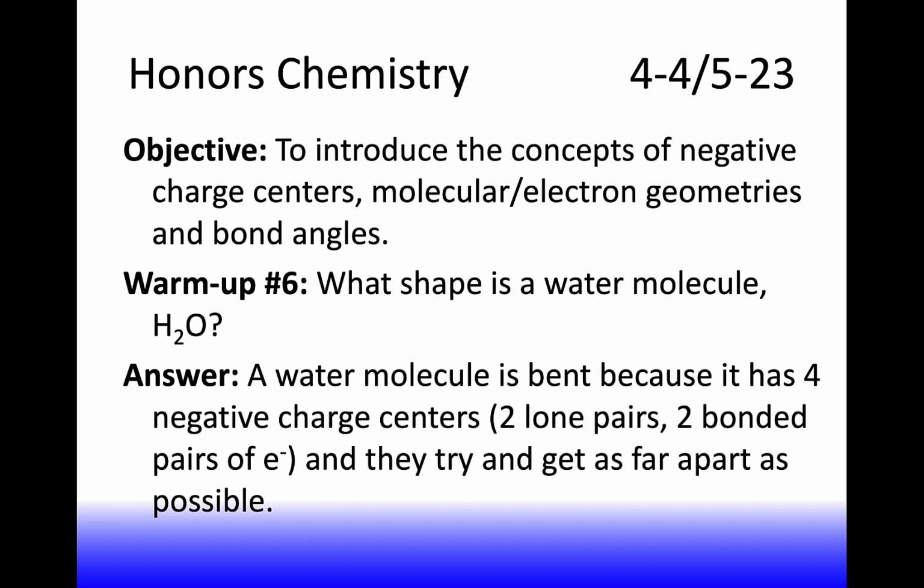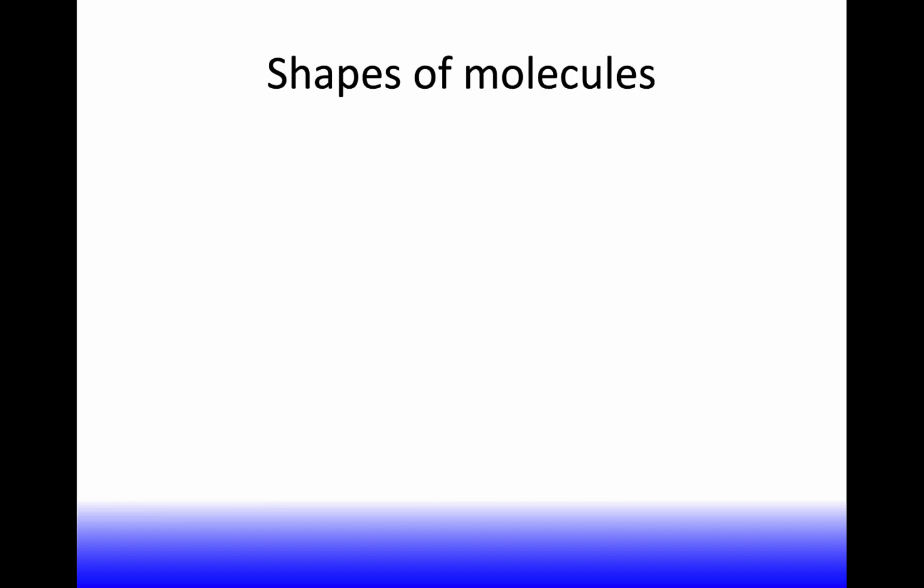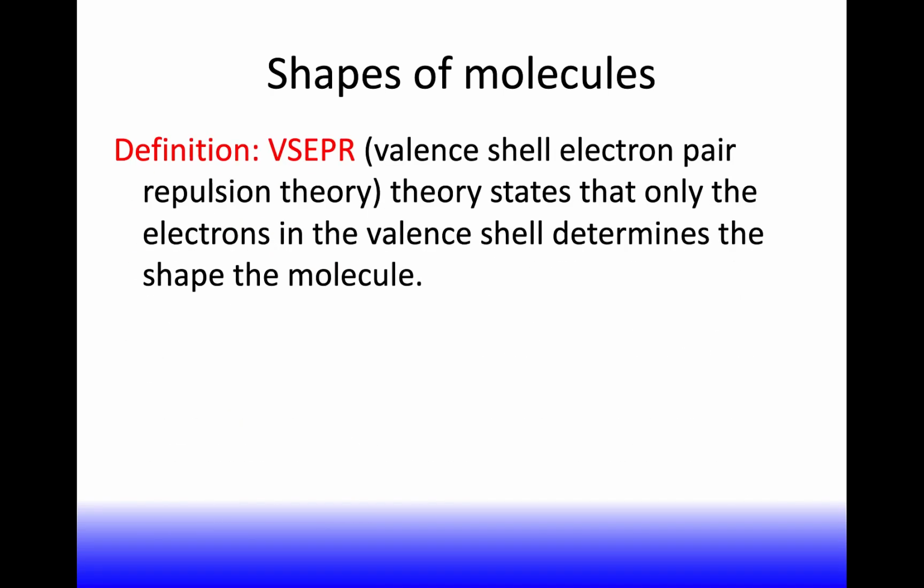Now we're going to talk about how this works in just a second, because I'm going to introduce the concept of valence shell electron pair repulsion theory. Okay? Valence shell electron pair repulsion theory. This is a definition. It's in the Quizlet. It's one of the ones you need to know. It states that only the electrons in the valence shell determine the shape of the molecule.